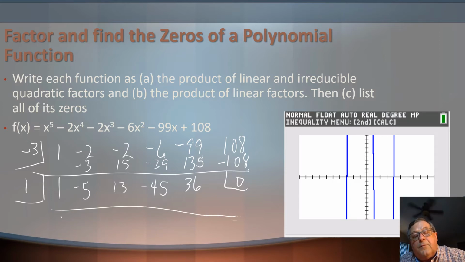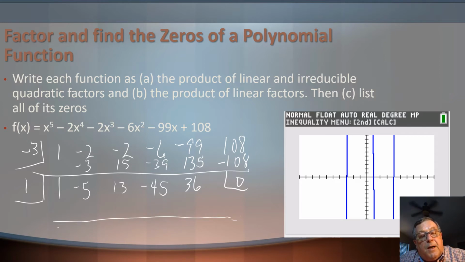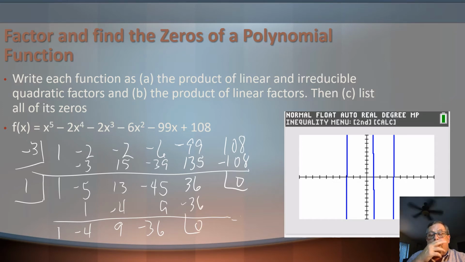I didn't give myself much room. Let's bring down the 1. All right, let's see, 1 times 1 is 1. -5 plus 1 is -4. 1 times -4 is -4. 13 minus 4 is what? 9. 1 times 9 is 9. -45 plus 9 is -36. And 1 times -36, -36, and shazam, we got another zero remainder.